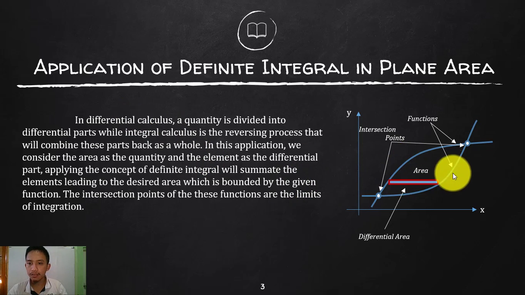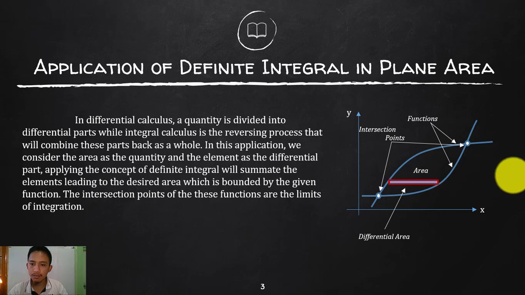So if you try to look at this figure here, these are the functions. The curves are the functions, and of course they will meet at certain points, so there will be an enclosed area, and let's say you want to get the area of that. So considering differential, you are considering a very small area. These are what we call the differential area or the elements.